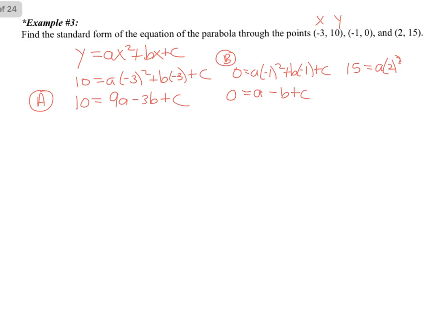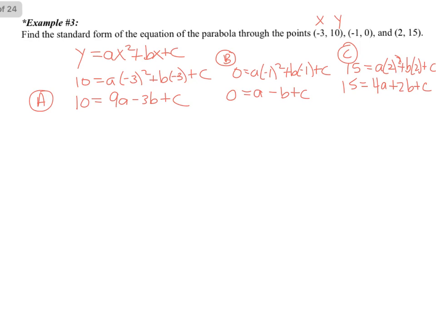So 2 squared plus b times 2 plus c. So 15 equals, 2 squared is 4, times a is 4a, plus 2b plus c. So I have my three equations, and when you're doing this type of problem, you'll always have plus c. That'll never change because c is not multiplied by the x value, so it's unaffected by the input. So that's what you want to eliminate when you're solving these. Always try and eliminate the c value first.